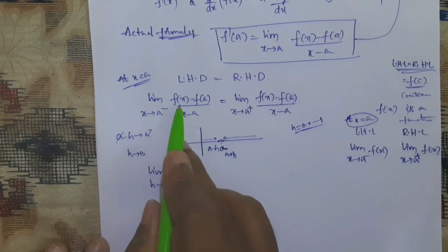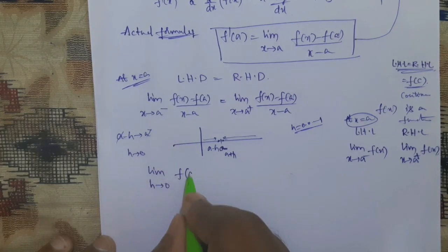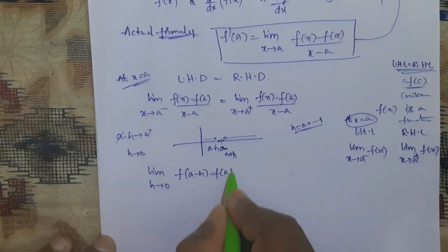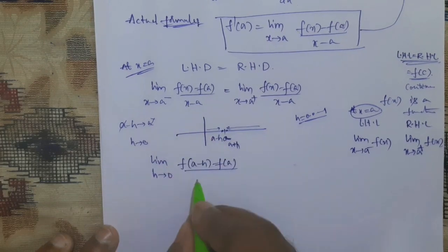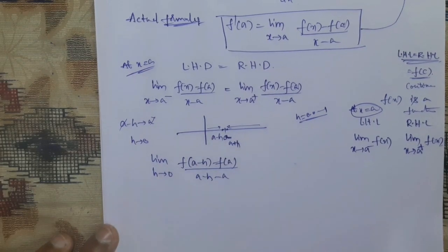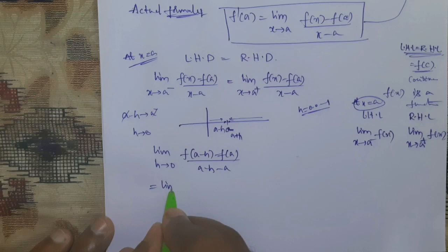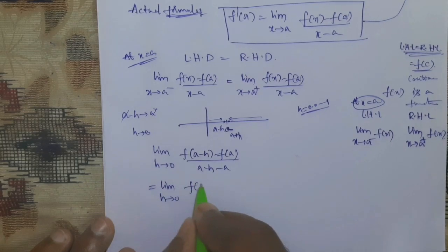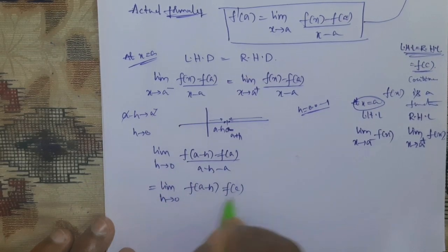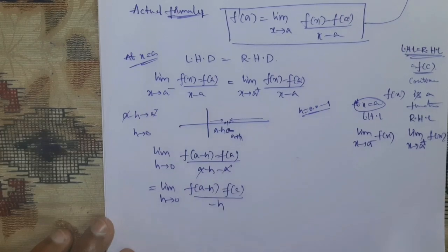F of what is X? X is nothing but A minus H, so F of A minus H minus F of A, divided by, in the place of X we will write A minus H minus A. Then it will become limit H tends to 0, F of A minus H minus F of A by minus H. This is what LHD is.